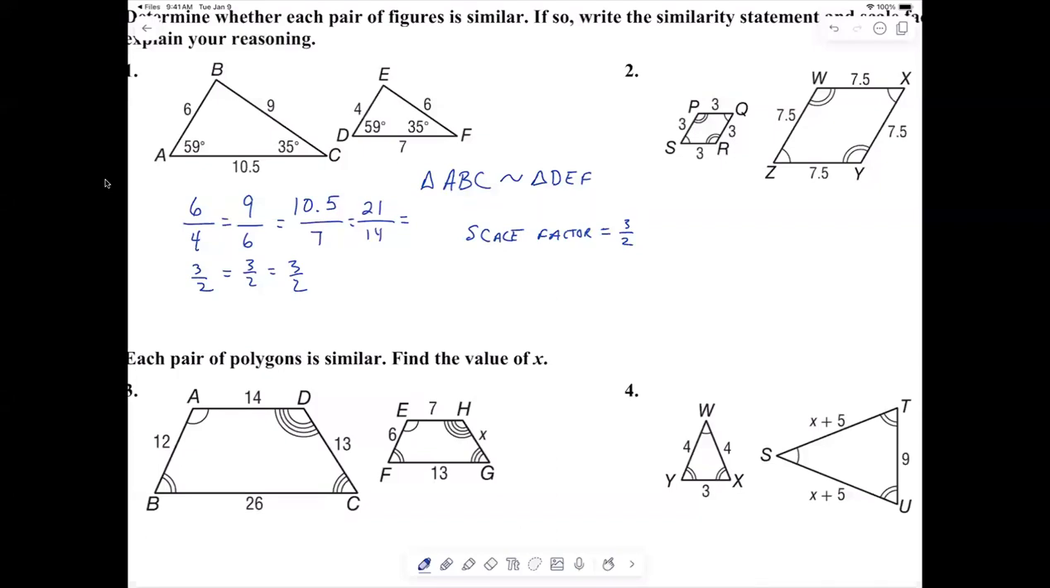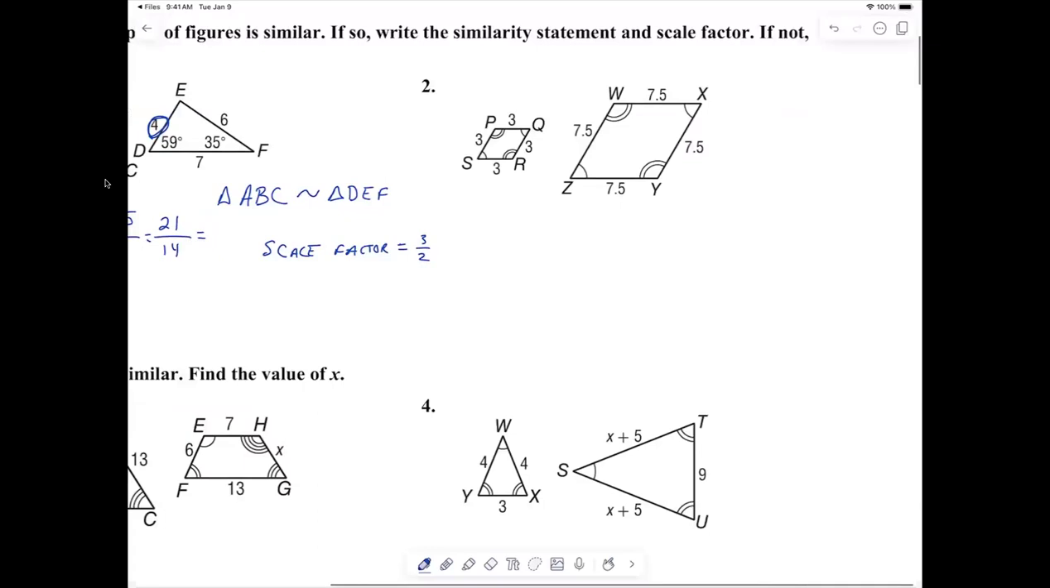Do we agree with that? All right. In other words, if I were to multiply 6 by 2/3, I would get what? 4. If I multiply 4 by 1.5 or 3/2, I would get 6. Everybody understand that? All right, so now let's look at question number 2.